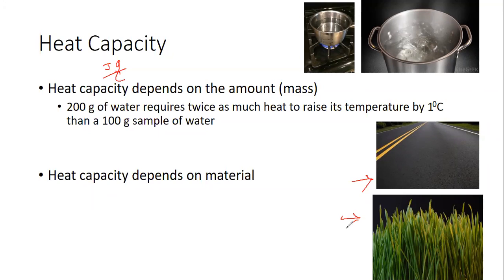So water and grass have high heat capacity. Asphalt has low. The higher the heat capacity, the harder it is to raise the temperature. The lower the heat capacity, the easier it is to raise the temperature.